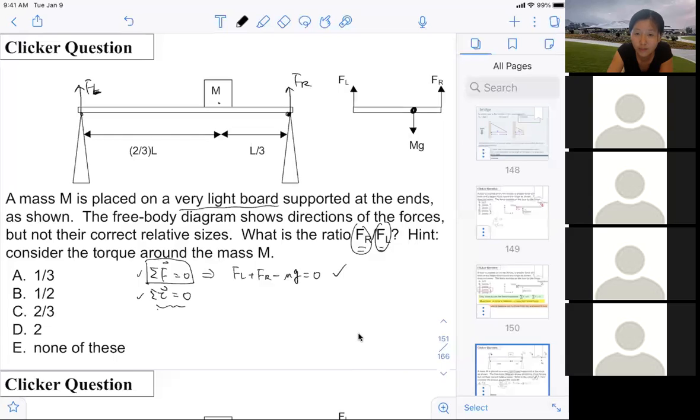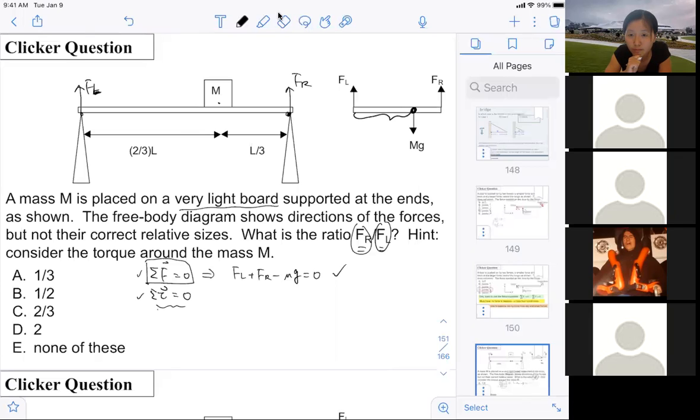Okay, so the force on the left has to be larger or smaller? The force on the left has a longer lever arm. What do you think? Can I answer? Of course.